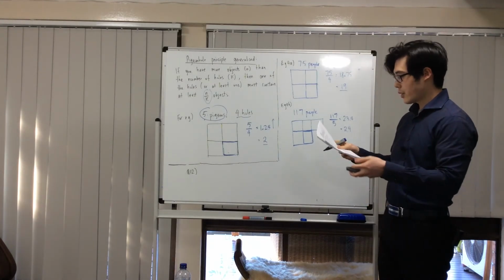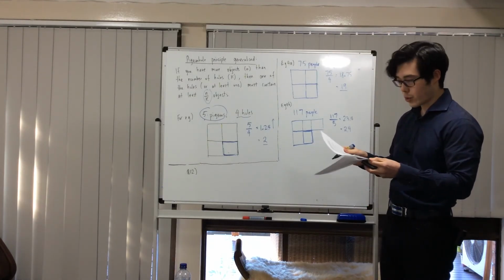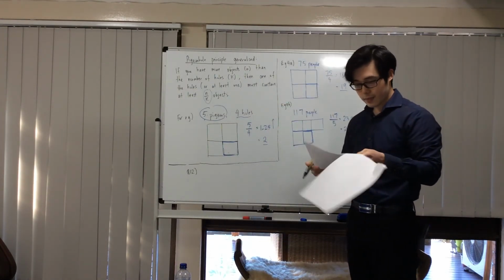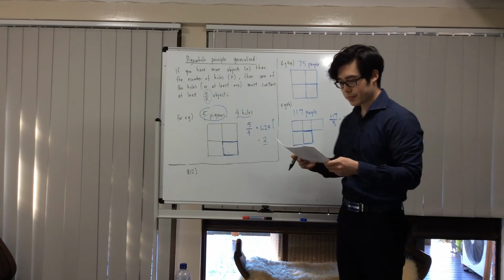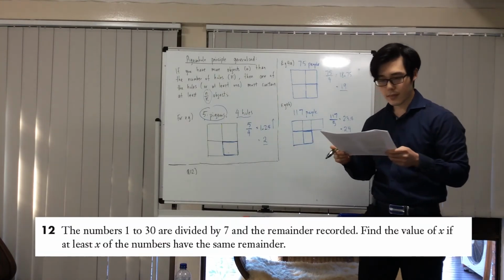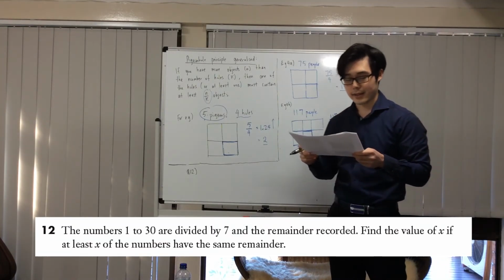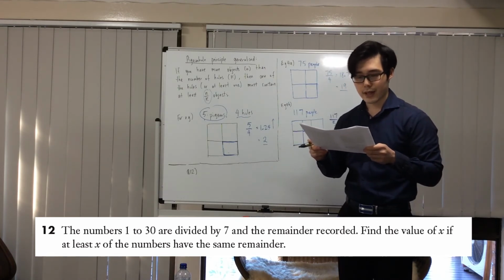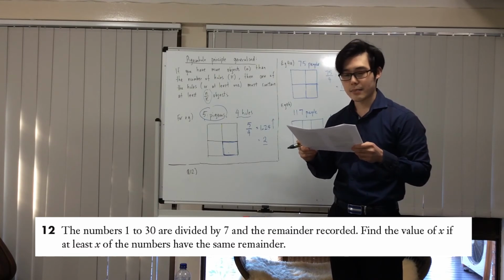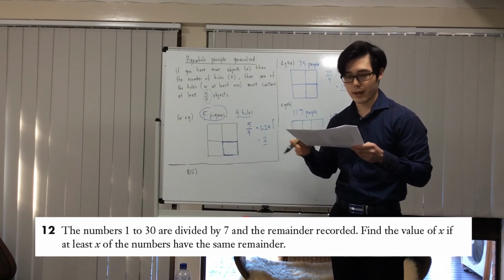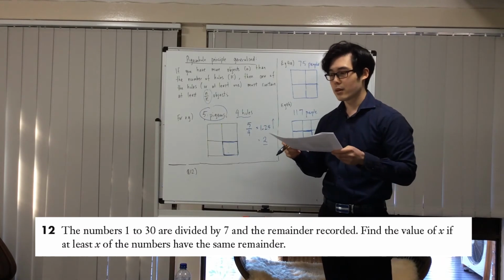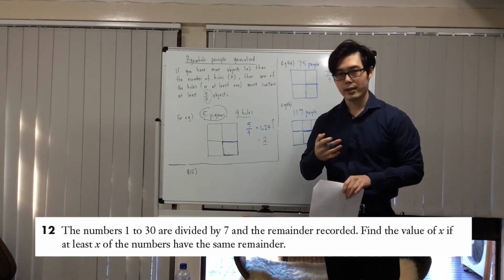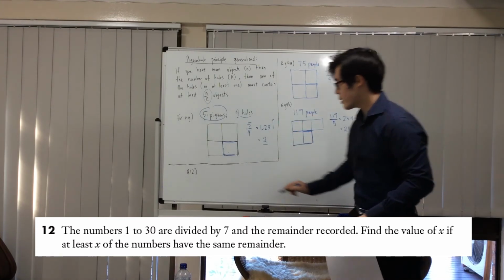All right, so now let's have a look at question 12 in the actual exercise. Bit of a tricky question. Question 12: the numbers 1 to 30 are divided by 7, and the remainder is recorded. Find the value of X if at least X of the numbers from 1 to 30 have the same remainder. So we want to know how many of those numbers share the same remainder when divided by 7. Here's how to set this up.